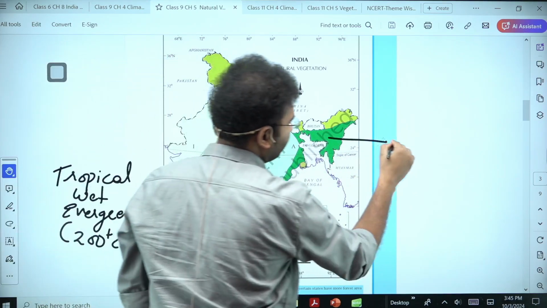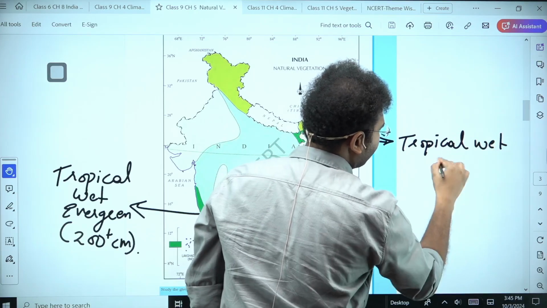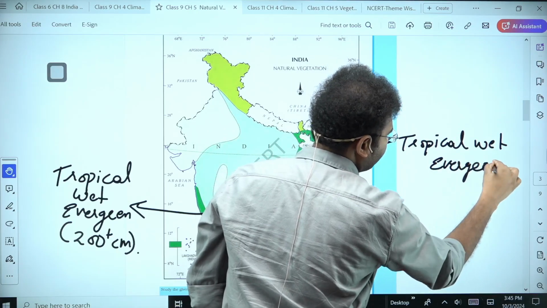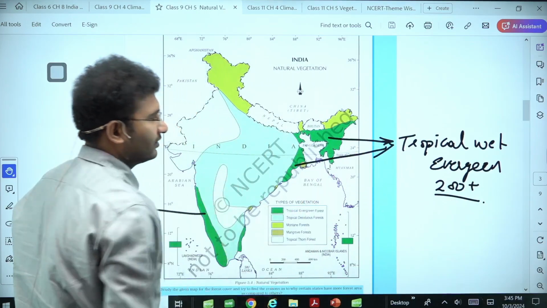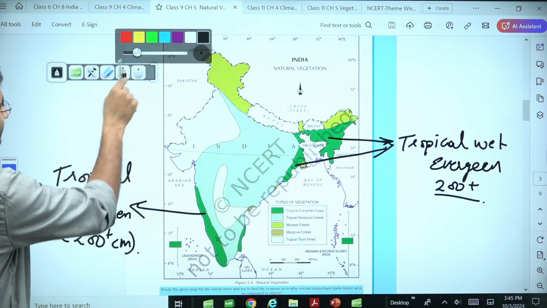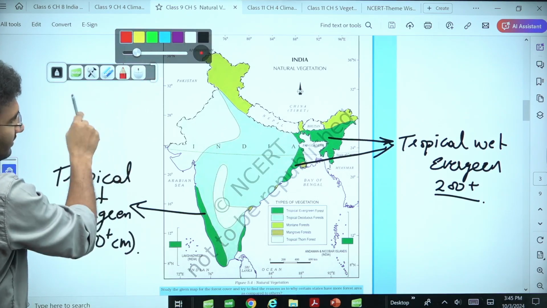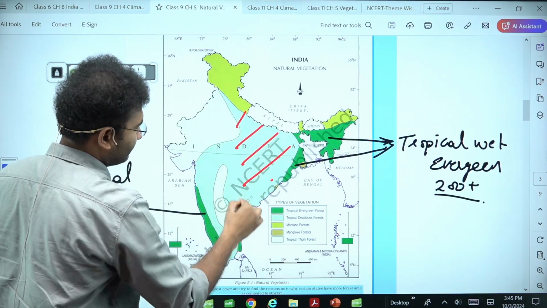Here this is also tropical wet evergreen, 200 plus centimeters, right? Now come to the next, that is tropical deciduous. These are tropical deciduous forests. So the entire area, this is your tropical deciduous.